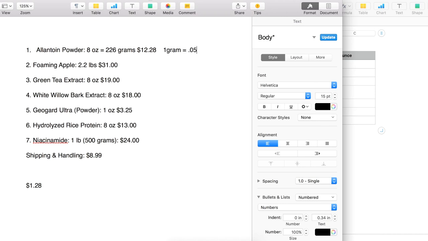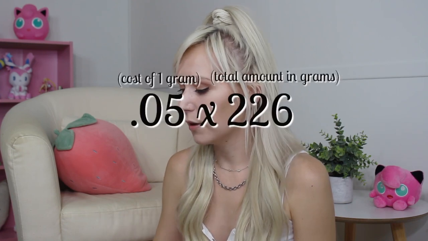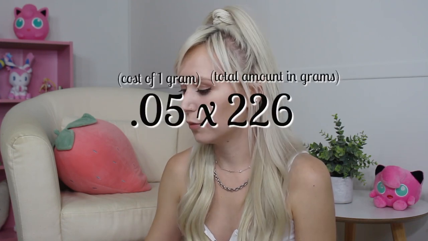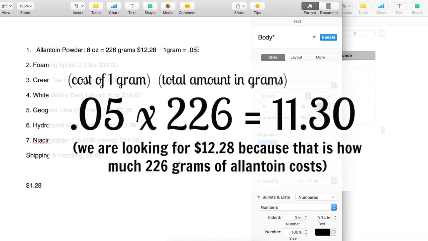So here's where it might get confusing. Make sure you check your work, all right? So since 1 gram of allantoin equals 0.05, we need to see if we times 0.05 by 226, if it equals 1228. All right, check your work. So 0.05 times 226. It equals 1130.